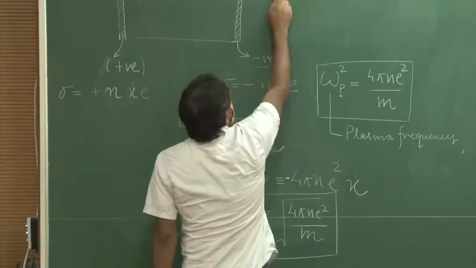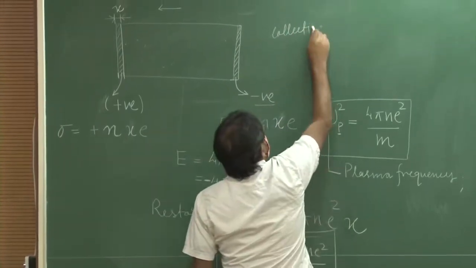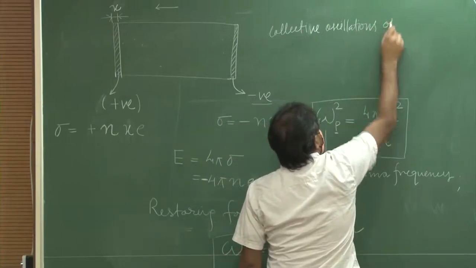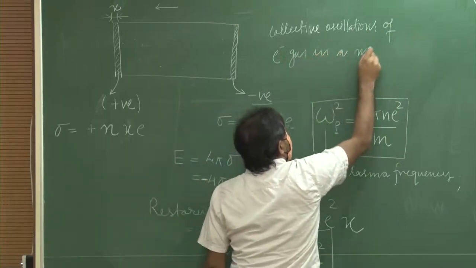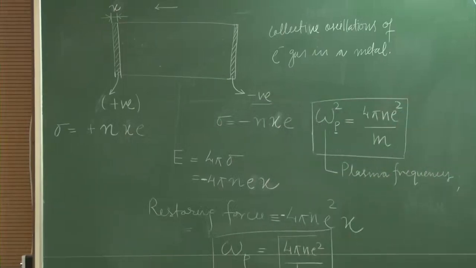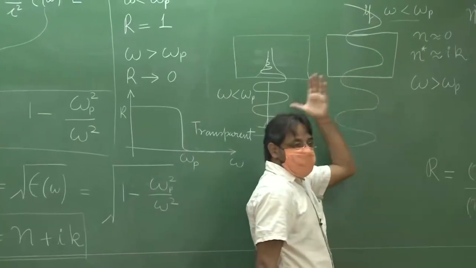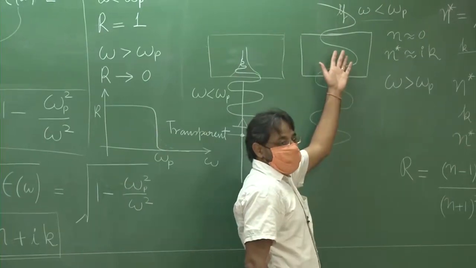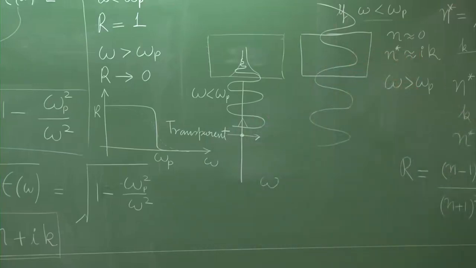So what is plasma? It is the collective oscillations of the electron gas in a metal. Alright. So now the picture should be even clearer to you. As you go on increasing the frequency, at one point the entire electron gas will start oscillating, because the frequency of your external stimulus, which is the light here, is matching with the natural frequency of the electron gas. And beyond that, the electrons do not follow the frequency anymore. So they will start lagging behind.